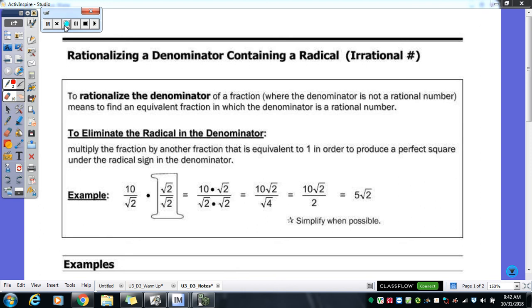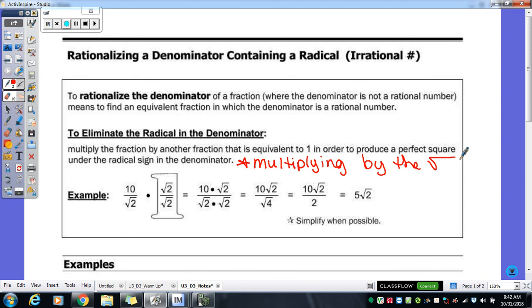So you're always multiplying by the radical. Whether it be a square root, cube root, fourth root, fifth root, whatever that radical is in the denominator, that's what we're multiplying by. So in my example here, I had a radical 2 in the bottom. So as you can see, I multiplied the top and the bottom of my fraction there by that radical 2.